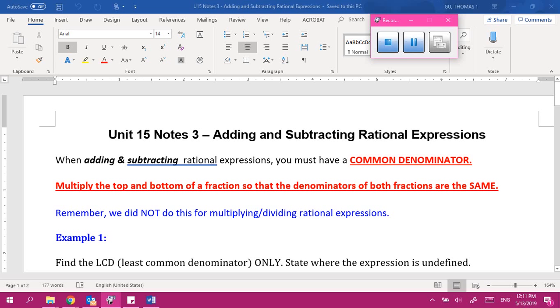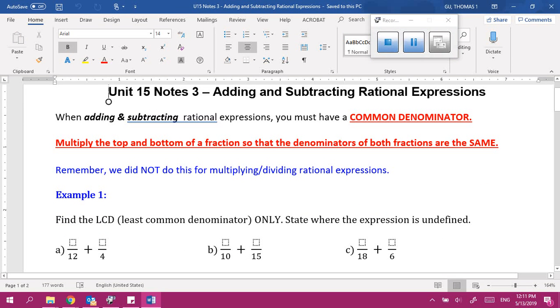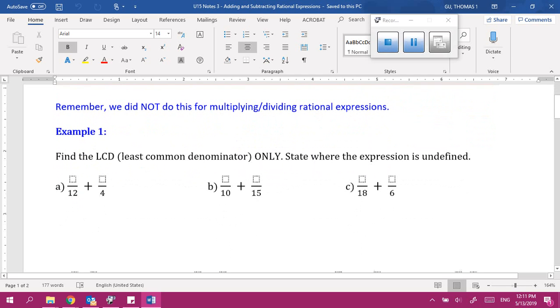You guys remember learning how to add and subtract fractions like in 8th or 9th grade? You can't add or subtract fractions unless you have the same denominator. So the same thing applies here. Basically, you're multiplying the top and the bottom of a fraction so that the denominators of both fractions are the same. They have to be the same. Remember, you don't have to do this for multiplying and dividing, but you have to do this for adding and subtracting. So let's take a look at some simple examples.